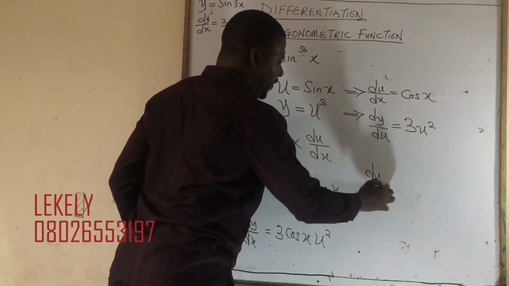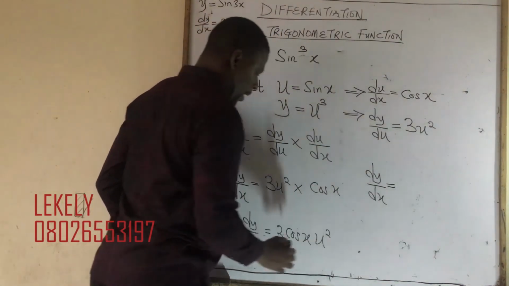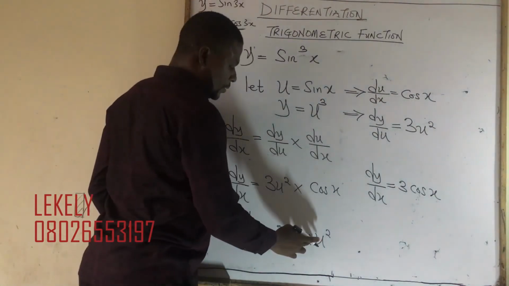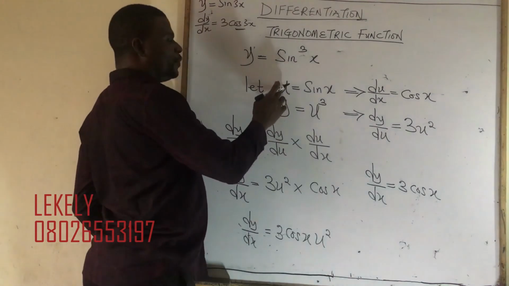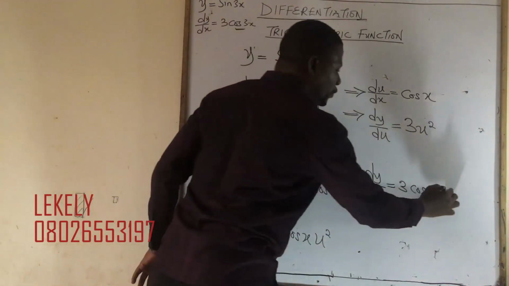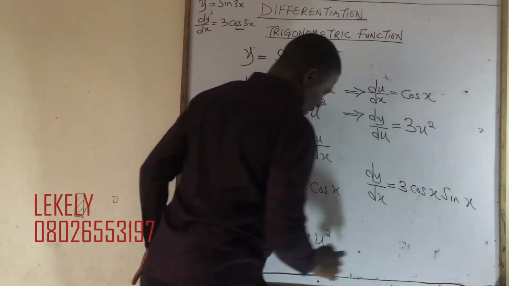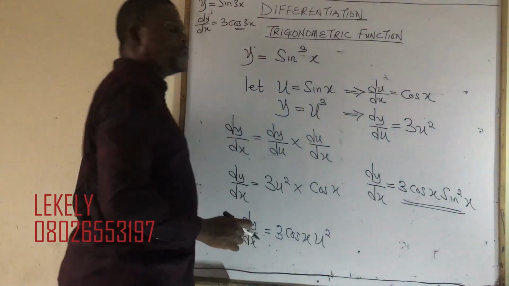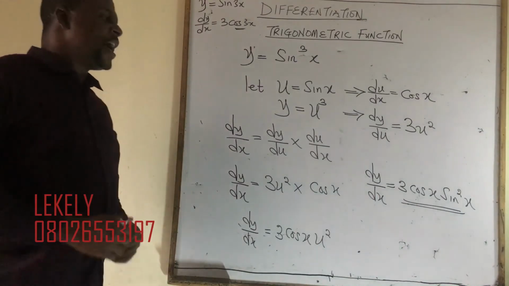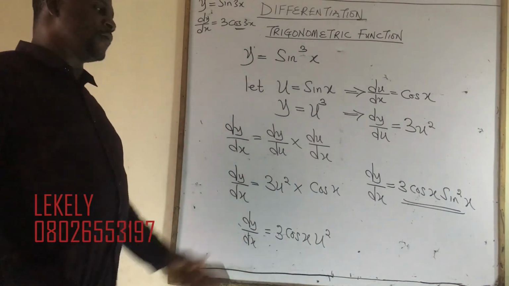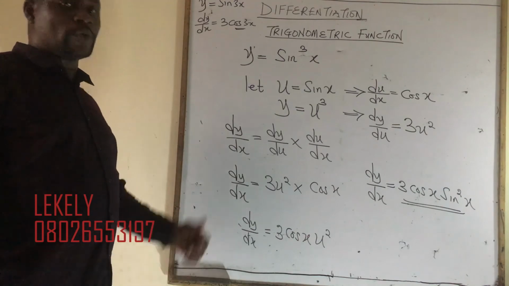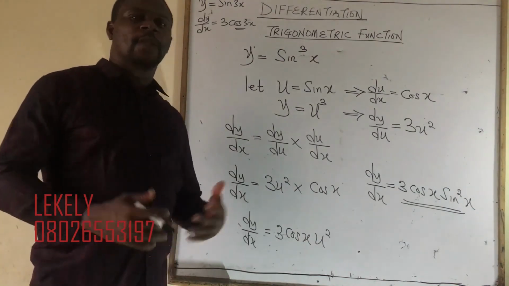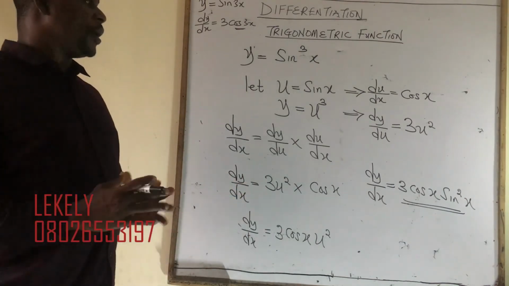Then if you want to rewrite that finally, your dy/dx will now be 3 cos x. Then, what's the original value of u from the beginning? The original value of u is sin x, but it has a square, so you put the square here. You always put the square there. See the answer. And if you check the previous one that we solved, we got the same answer when we used the short method. So this is what trigonometric functions are all about.